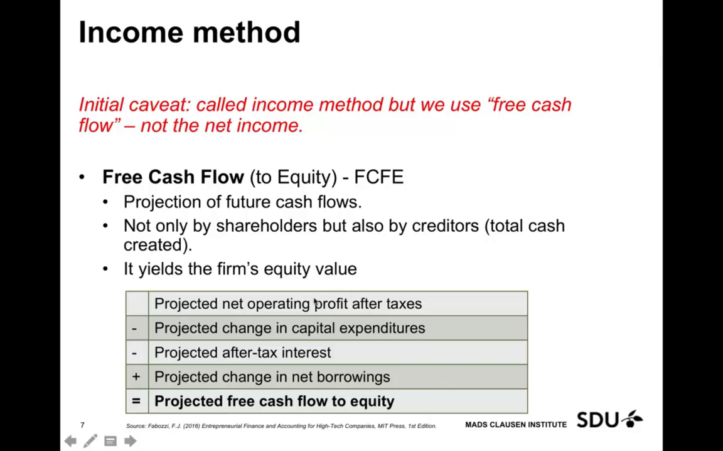How do we do that? A few steps. We get the net operating profit after taxes. We subtract the change in capital expenditures. We also subtract the interest after tax, or the after-tax interest. And we add the projected change in net borrowings. We are getting now the free cash flow to equity.